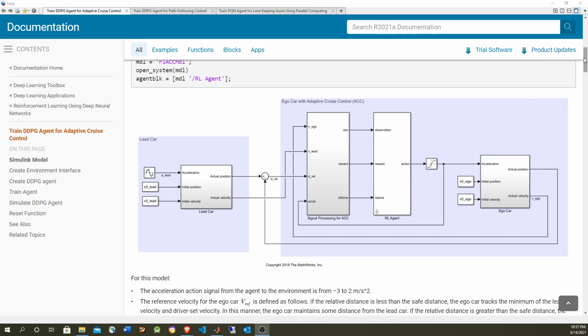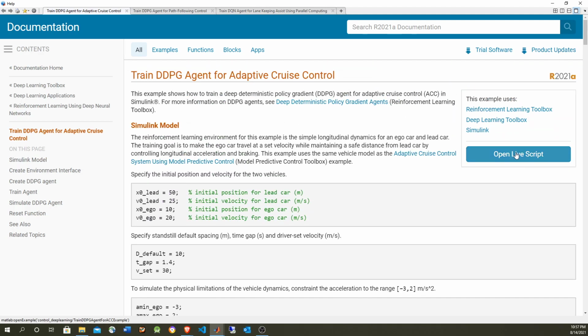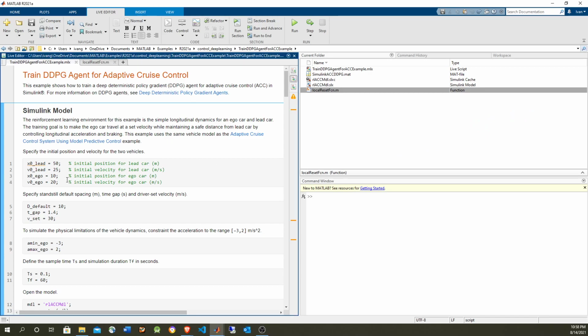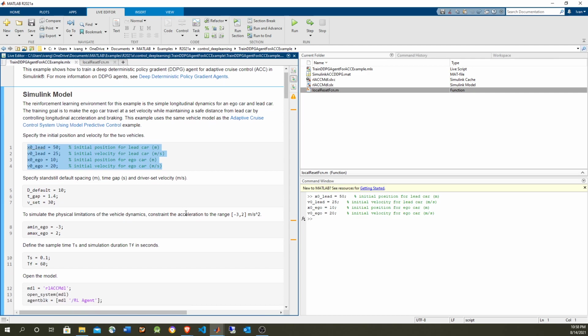Okay, let's take a look at this example. We're going to open it by clicking here. Okay, that takes us here, and first we're going to set some parameters. One of the most important is the initial position of the car in front, and also the initial velocity of that car, and also the velocity and position of the car that we're trying to control. Everything in meters and meters per second.